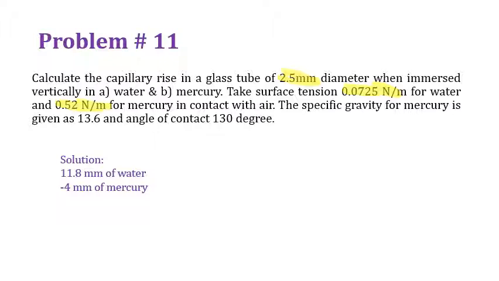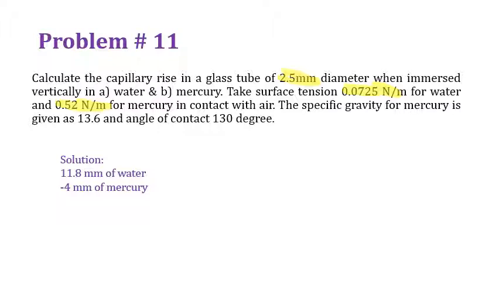So we have to compute the rise. For the water, for the first case, h = 4 sigma cos theta over rho g d. Sigma is 0.0725 Newton per meter for water, theta angle is 0, and rho density is 1000 kg per meter cube, g is 9.81 and diameter is given 2.5 millimeter. Substitute all that and you'll have this answer: 11.8 millimeter of water.